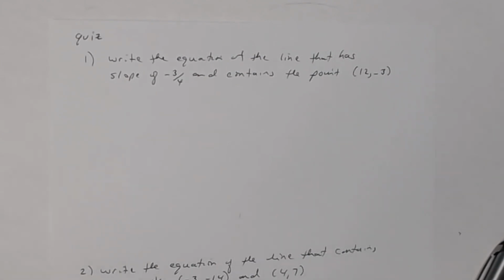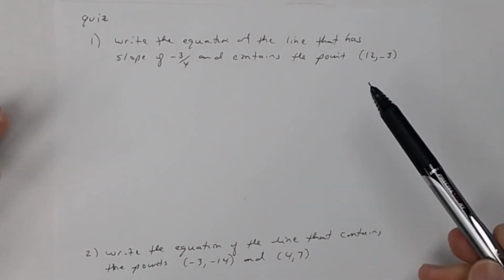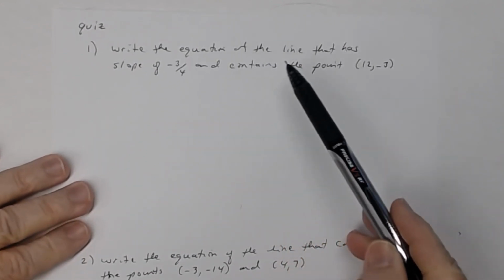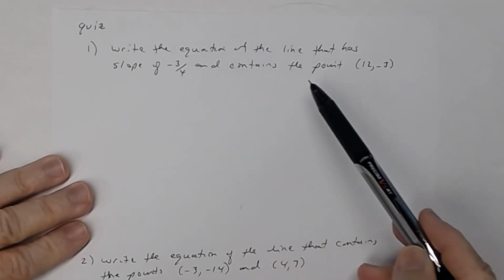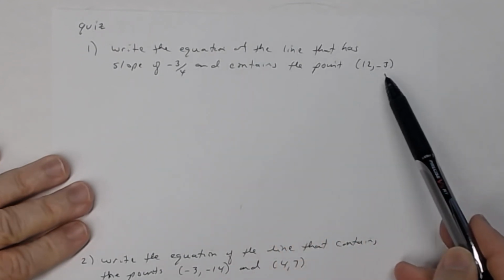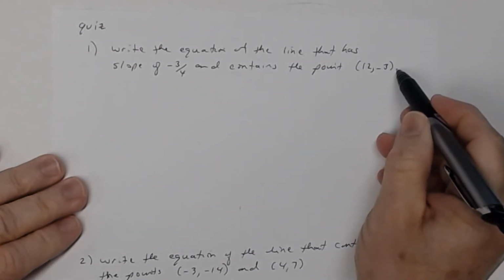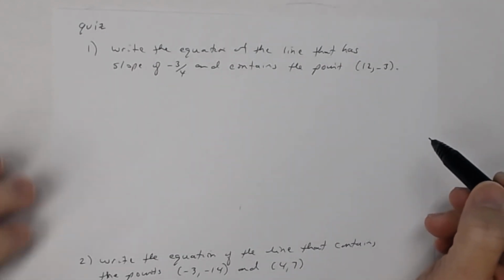All right, so this is the key to the quiz, and in both problems you had to write the equation of a line given certain conditions. So let's look at number one. Number one, you wanted to write the equation of the line that has the slope of -3/4 and contains the point (12, -3). You also wanted to write the equation in slope-intercept form. So let's go ahead and look at number one.